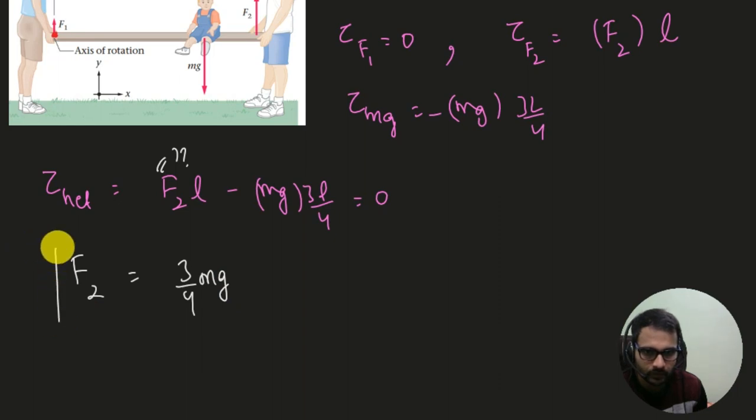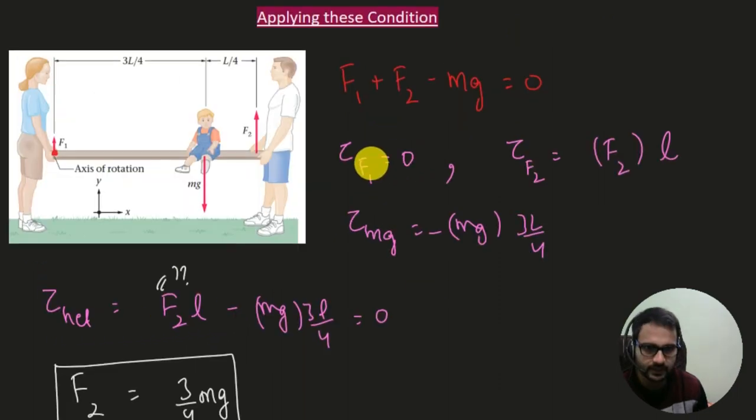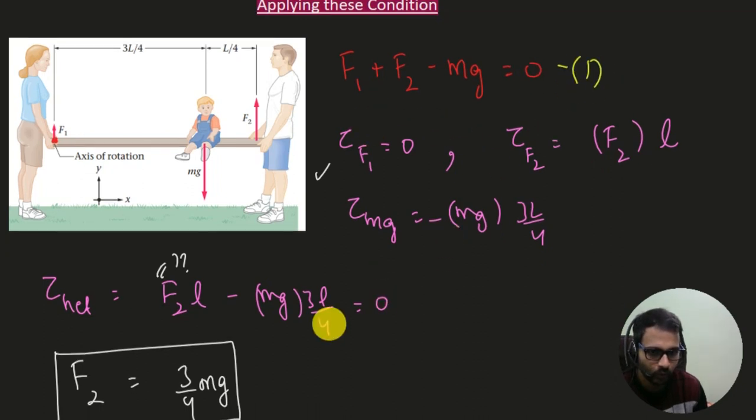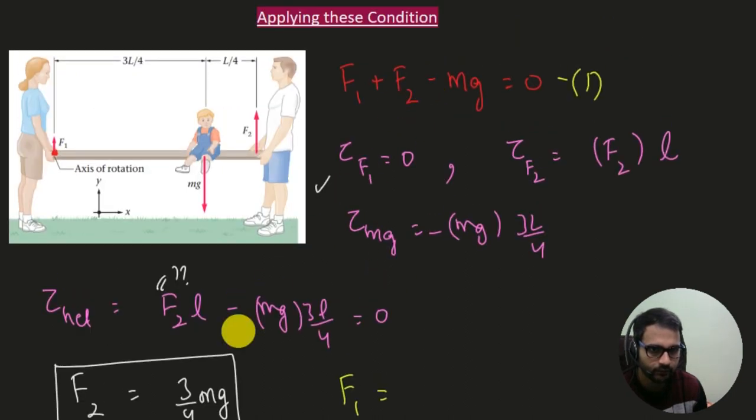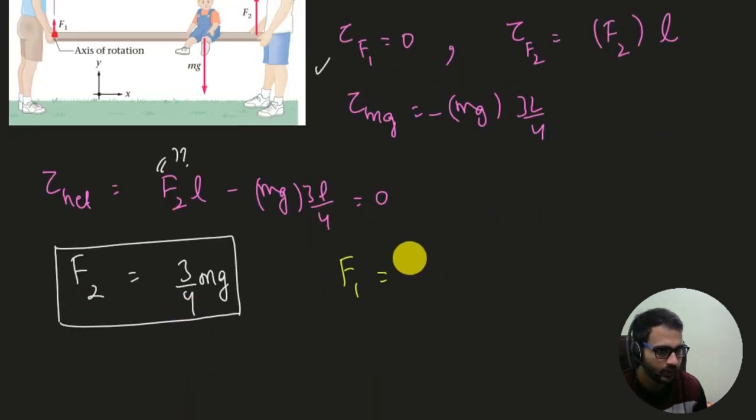So we have obtained this unknown force F2 that the second parent, on the right side, should apply. Now if you plug this F2 into the first equation, you can find F1. If you solve for F1 after plugging in F2 as 3/4 mg, you'll get F1 to be 1/4 mg, right? Now these two forces support the plank and keep it from rotating.